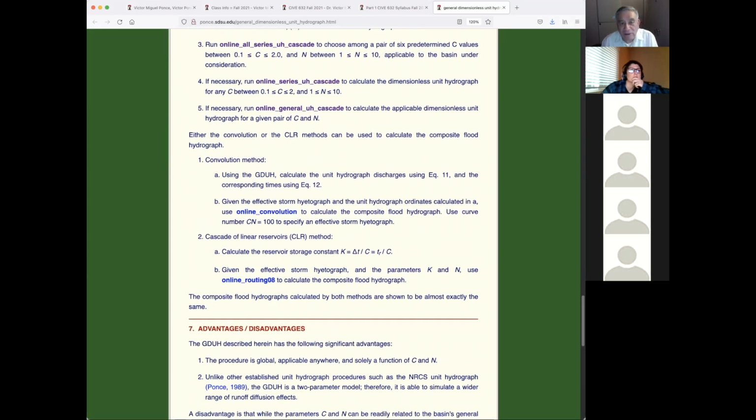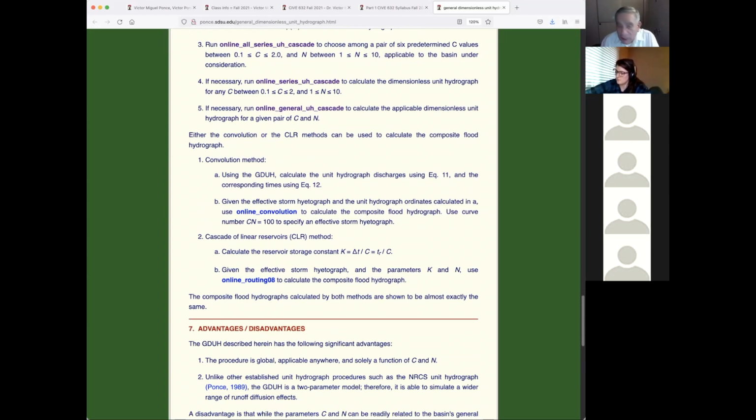Now, either the convolution or the CLR method can be used to calculate the composite, because once you have the unit hydrograph, that's not the end of it. The unit hydrograph is the brick that allows you to come up with the building. And you are interested in the building, not the brick. Therefore, you need to do the convolution.